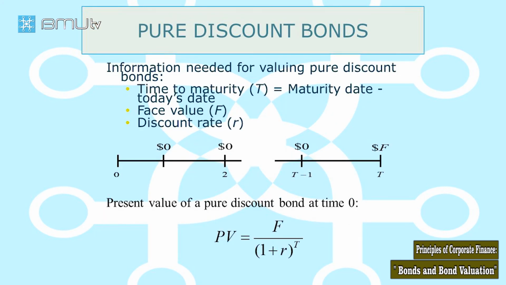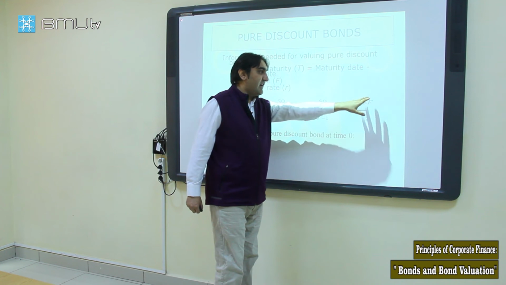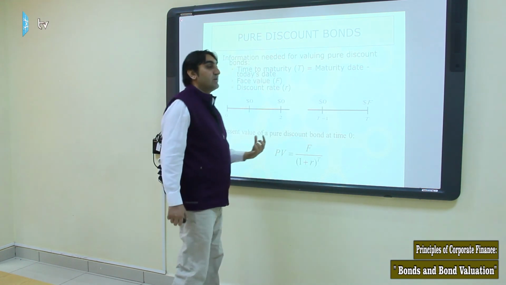So they are valued as the present value of a lump sum. We don't have coupon payments here, so the annuity is zero. You only have face value at the end of the period, so finding the present value of this face value gives us the price of this bond.